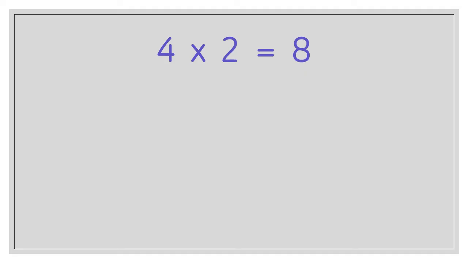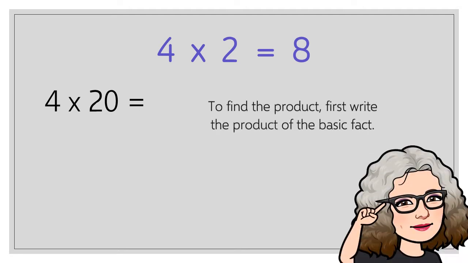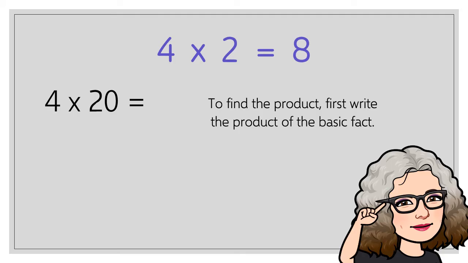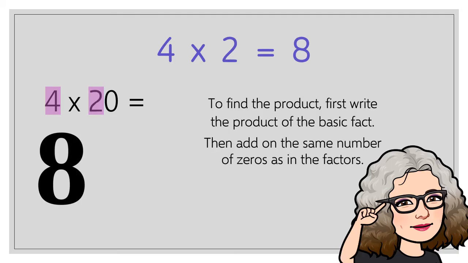So I'm going to use the basic fact of 4 times 2 equals 8 to help me solve 4 times 20. This is what I'm going to do. To find the product, first write the product of the basic fact. Well, again, I know that 4 times 2 is equal to 8. Then I'm going to add on the same number of zeros as in the factors. So my factors are 4 and 20, and I only see one zero. That's the 0 in 20. So I'm going to add that 0 to the end of my product of the basic fact. So 4 times 20 is equal to 80.